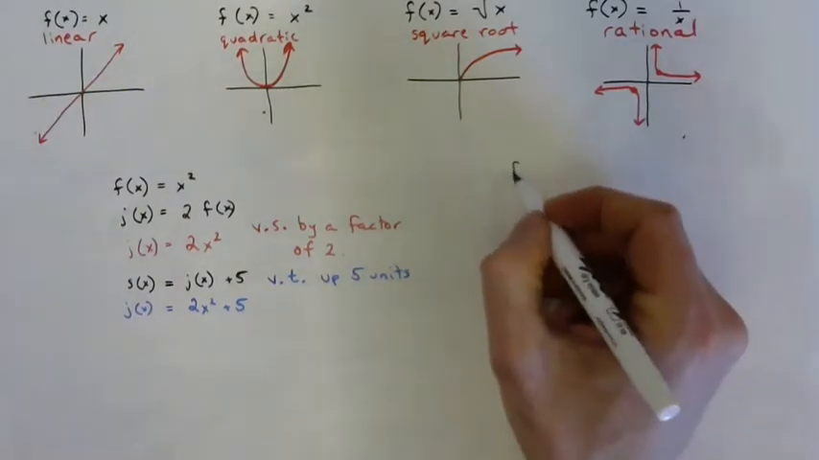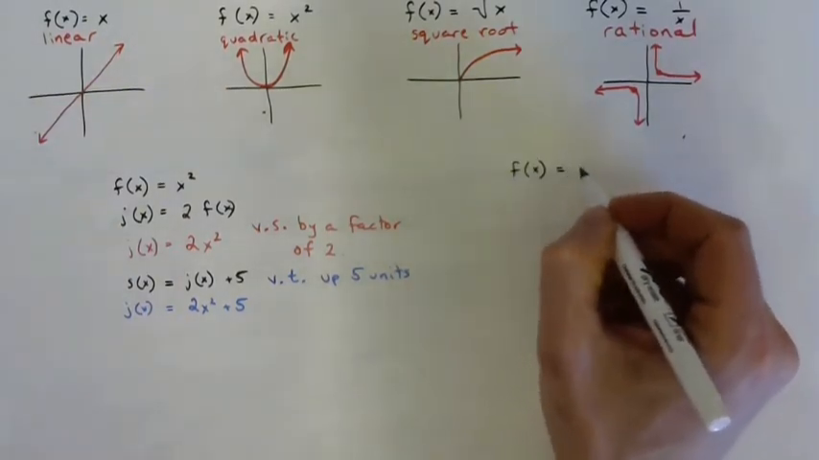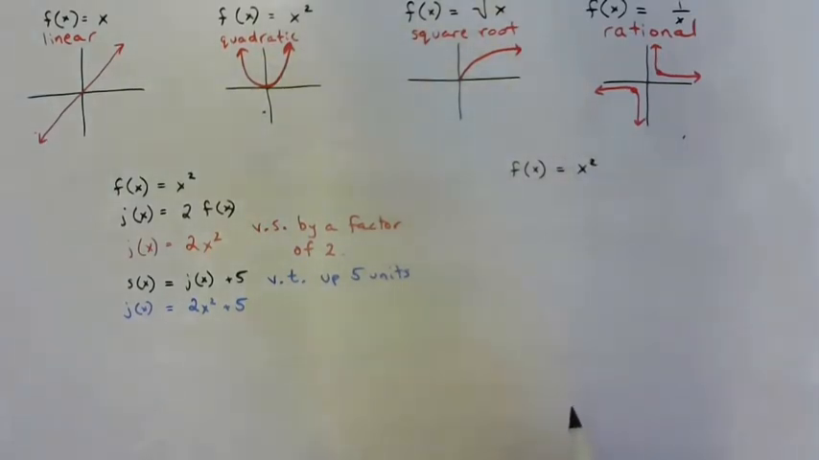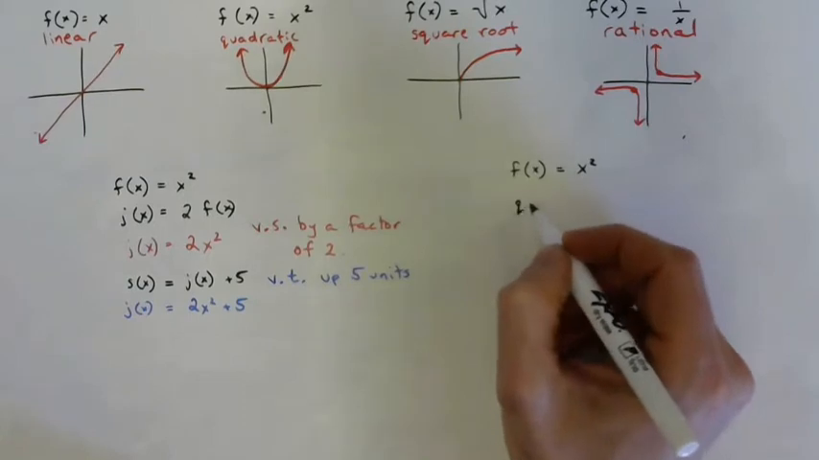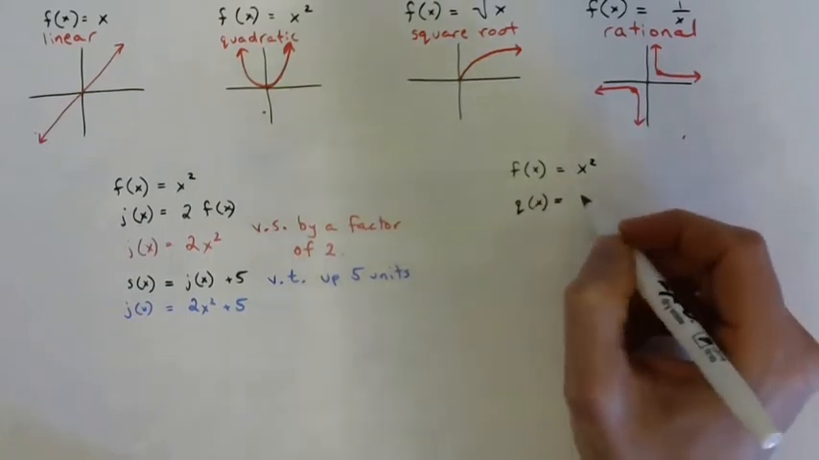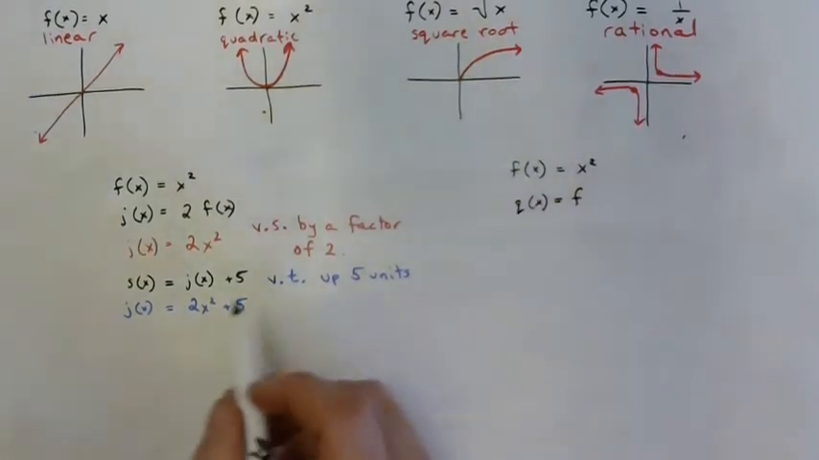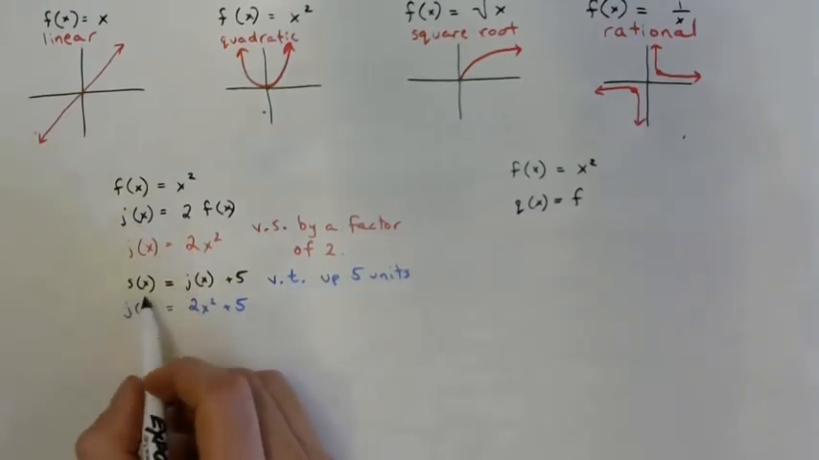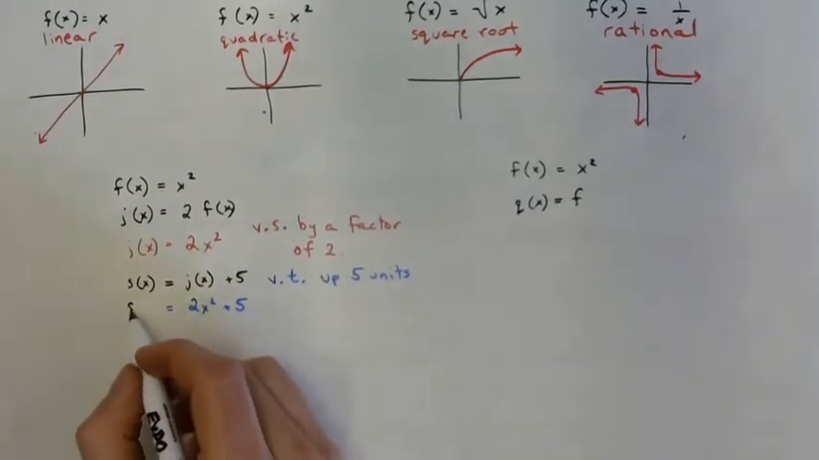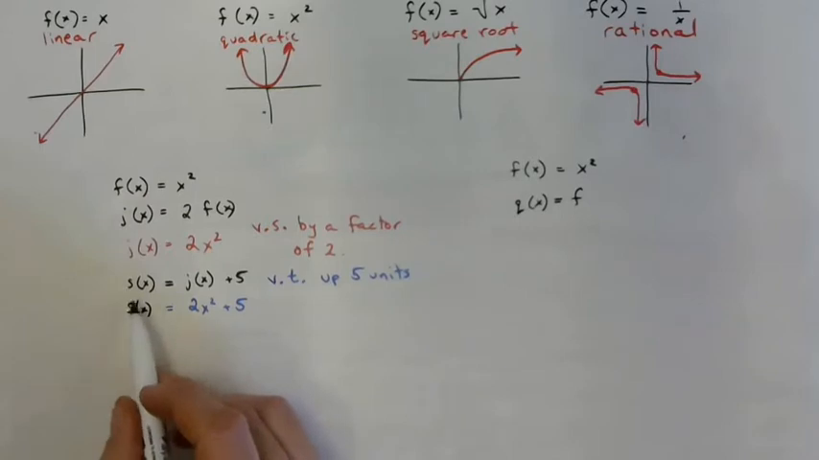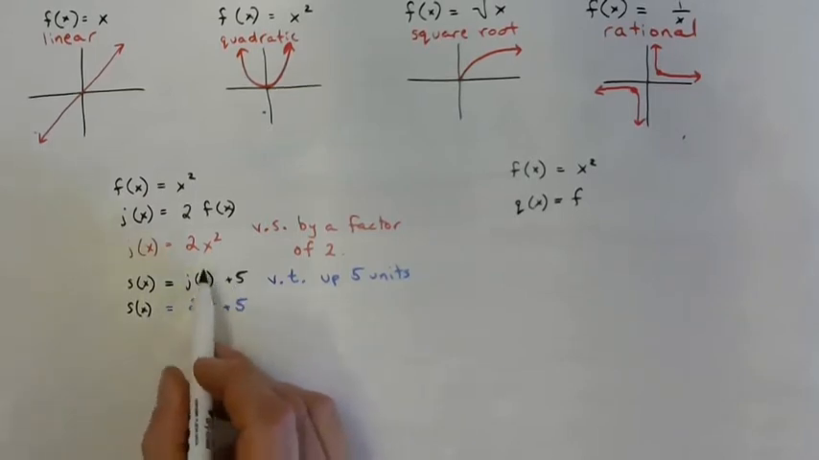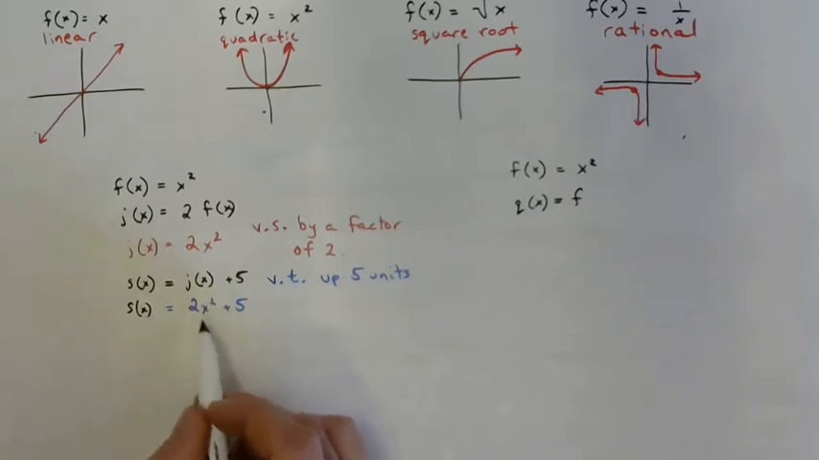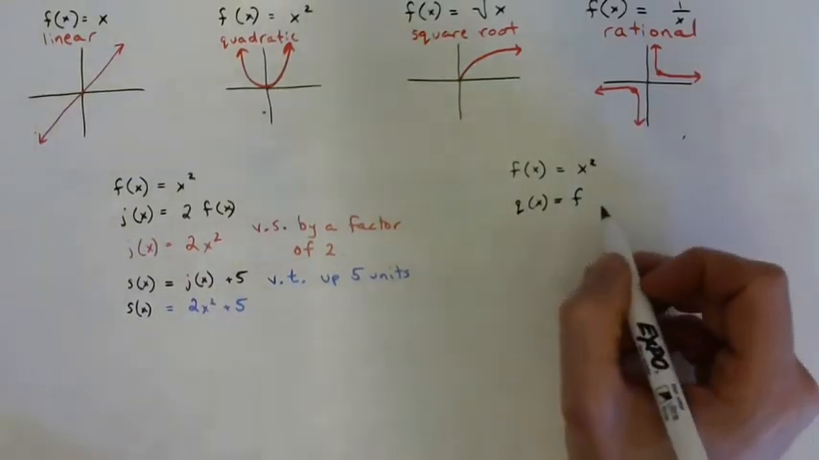Okay, so on the right-hand side, we're going to do the same thing, but in a different order. Some of you think it's going to matter, and some of you think it's not going to matter. It says s of x is j of x plus 5. And you know what j of x is, so you just do j of x plus 5. You sub it in.